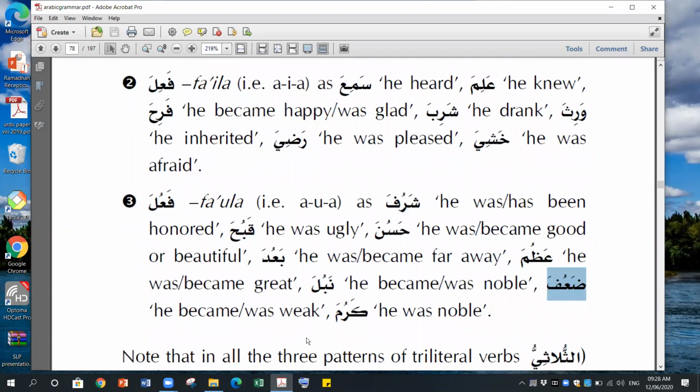Riffat, active voice or passive voice are the same, right? These are not in past active tense. It is actually some other thing. Active and passive voice are definitely there, but this is not active and passive. He became far, Ba'uda.